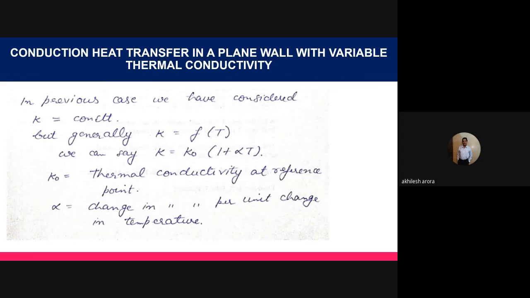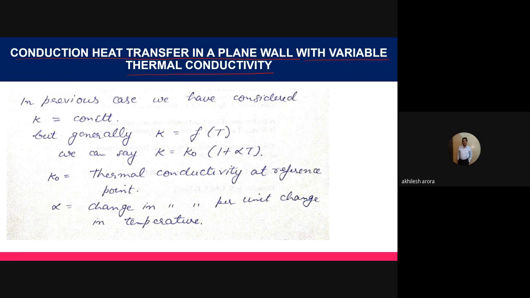Now we discussed the heat transfer due to conduction in a plane wall. It is the same topic, but there is a minor change. You can read the topic here: conduction heat transfer in a plane wall with variable thermal conductivity. In the previous case, we considered that the thermal conductivity is constant, not varying with temperature. Normally, as the temperature changes, the thermal conductivity also changes.